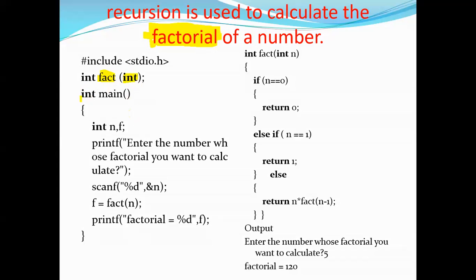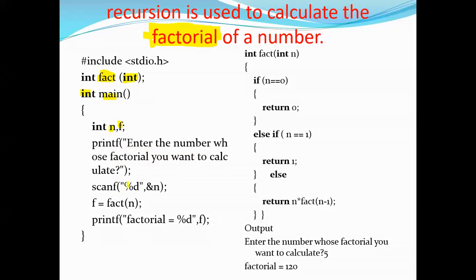Okay, first, int main. Then declare integer n and f. We have defined two variables, n and f, of integer type. Next, printf: enter the number whose factorial you want to calculate. It simply displays on the screen.